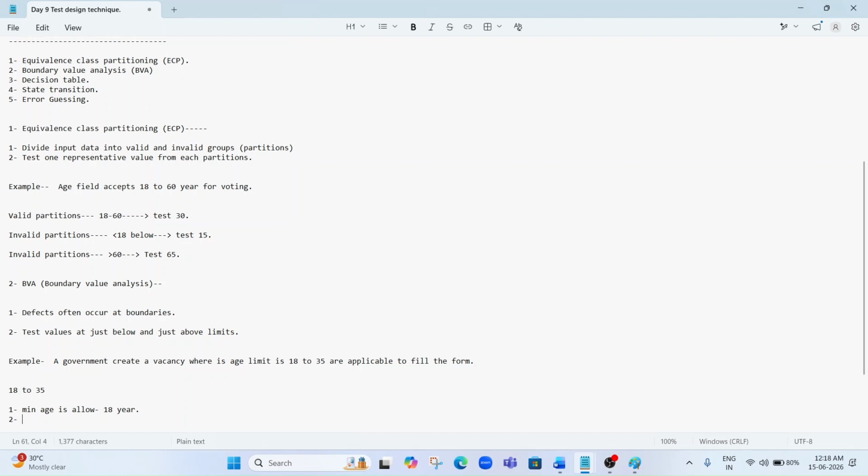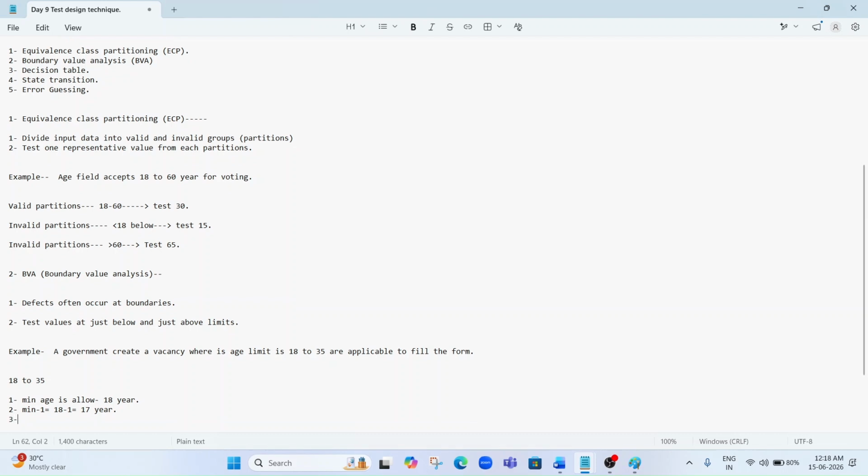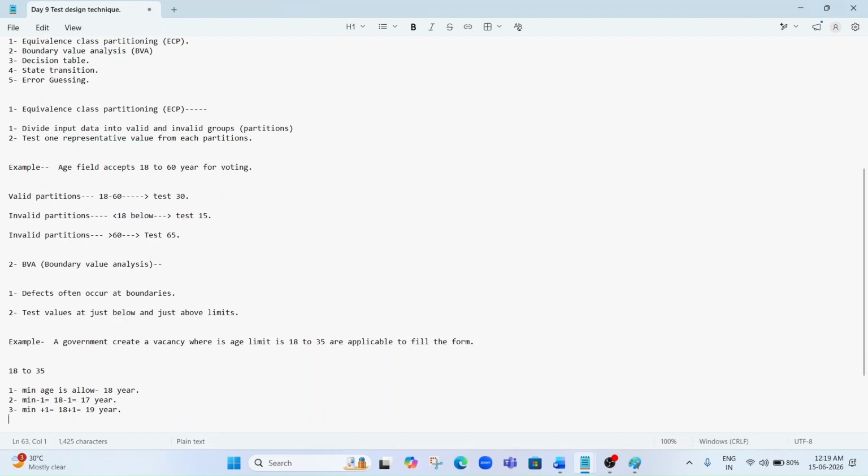Okay. Second is min minus 1 because we are testing the boundaries. So the minimum is 18 and minus 1 is equal to 17. A 17-year age will be tested. Third scenario is min plus 1. Equal to 18 plus 1 means a 19-year-old we will test.